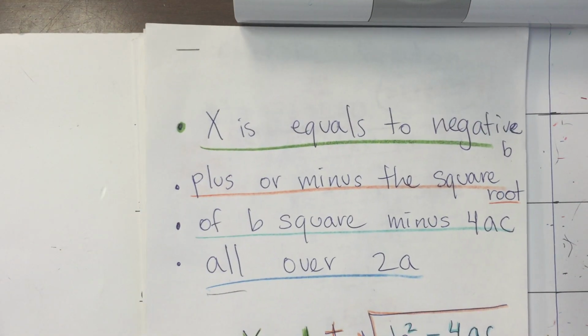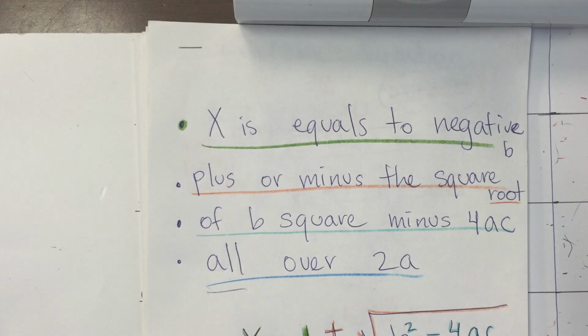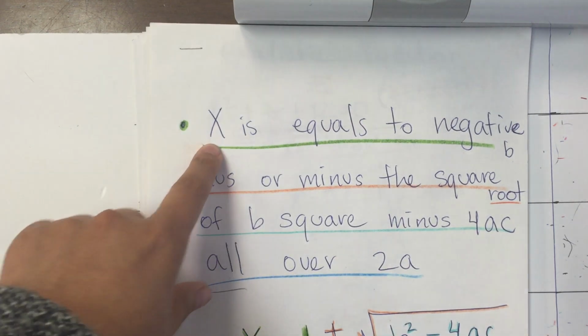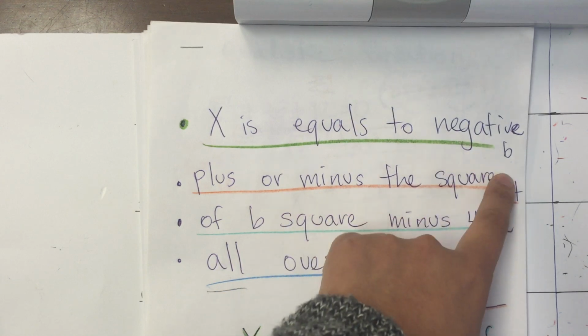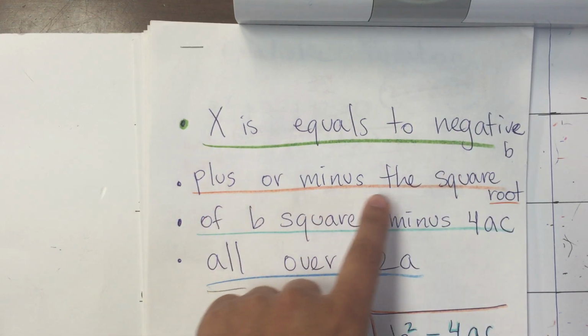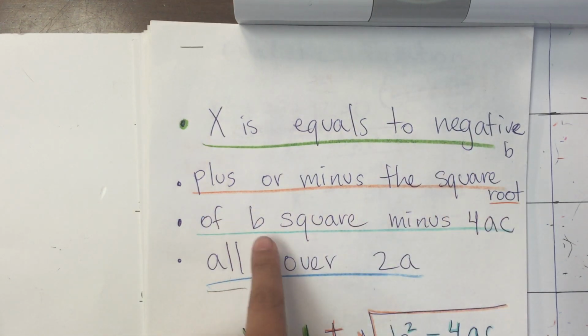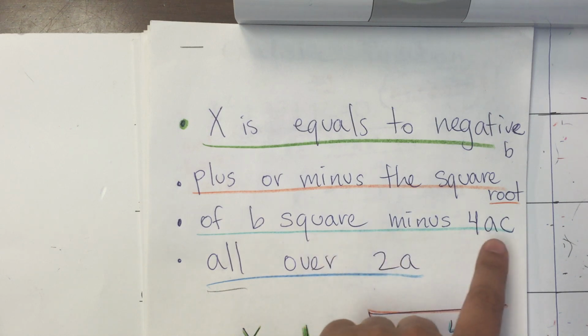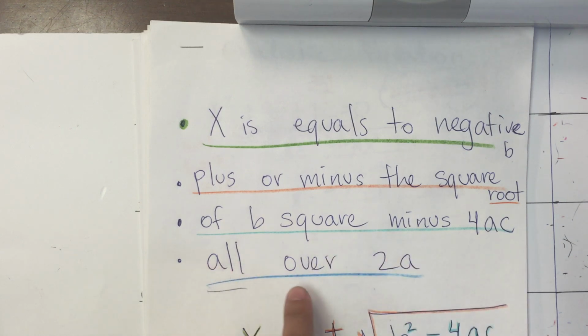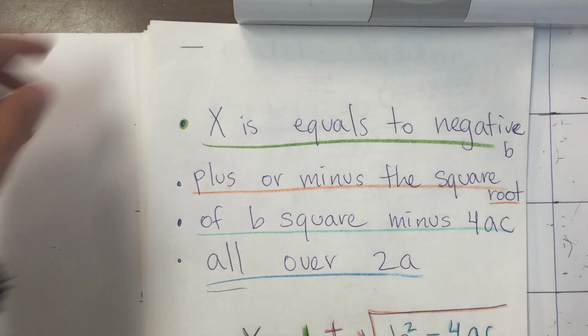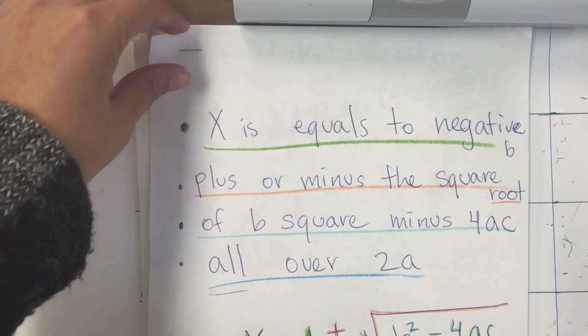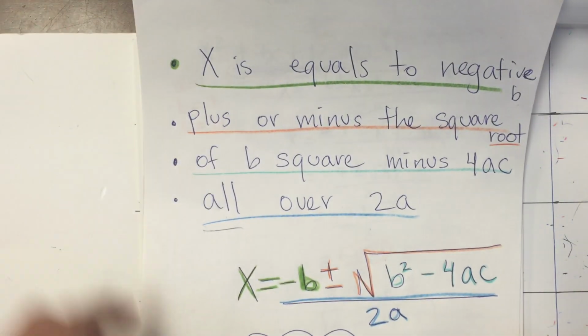Let's see. So the quadratic equation, I already showed you a song. Let me see if you can see it. It's x is equals to negative b plus or minus the square root of b squared minus 4ac all over 2a. And so this is how you write it down.